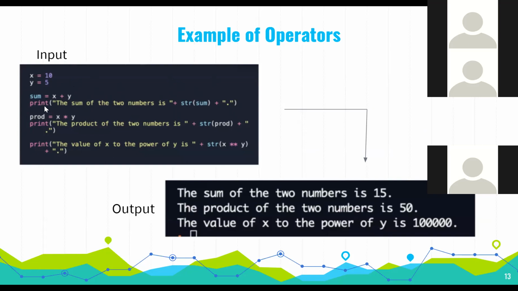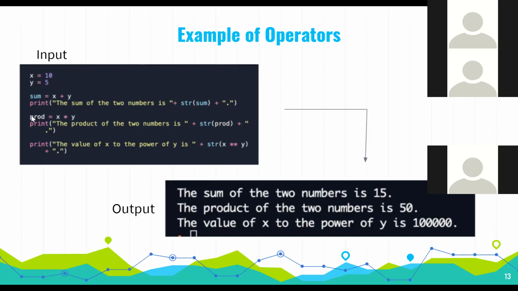And then you want to print a statement saying the sum of two numbers is, so you do print parentheses, quote, the sum of two numbers is, and the quote ends there with a space, plus string sum. Because right now sum is an integer, you're going to turn it into a string for the statement to print correctly. And then you put a period at the end to end the sentence, and it should print out the sum of two numbers is 15.